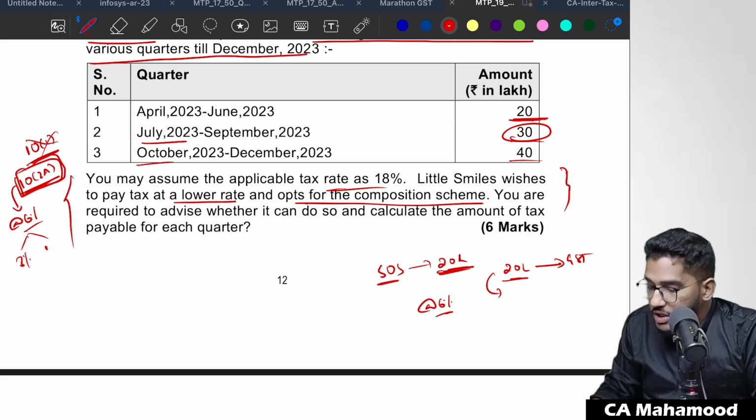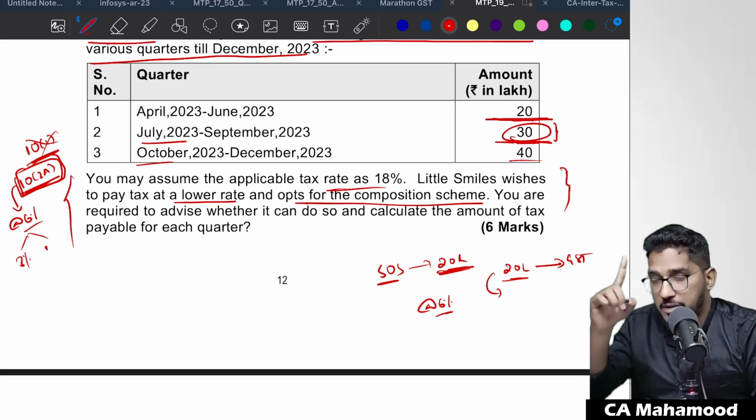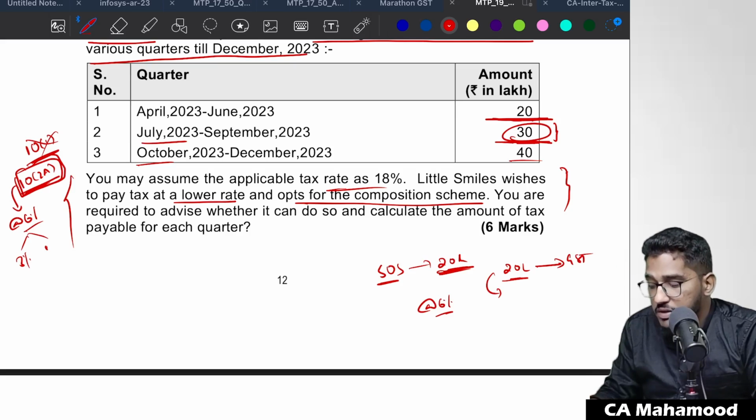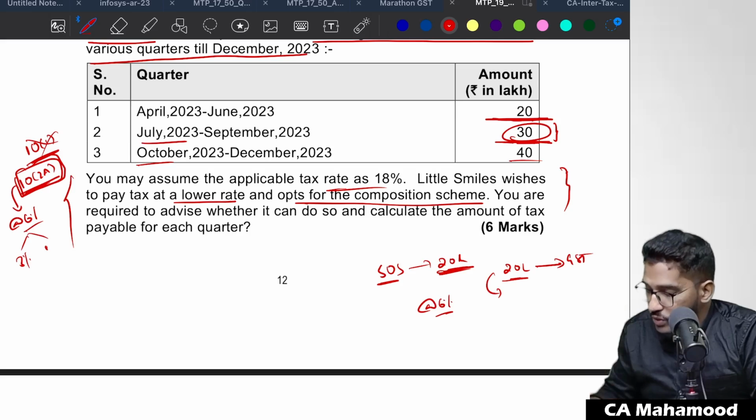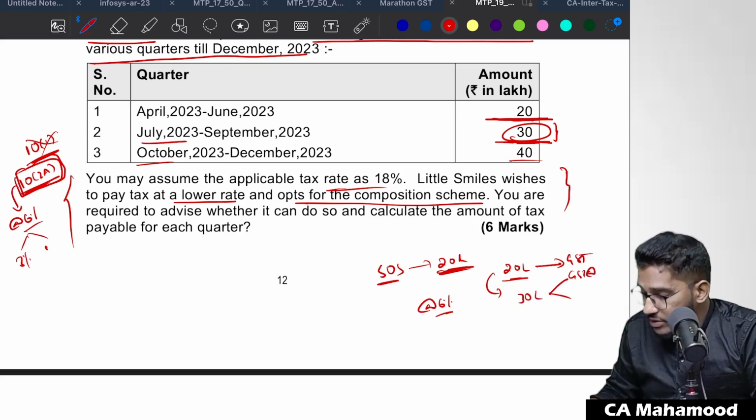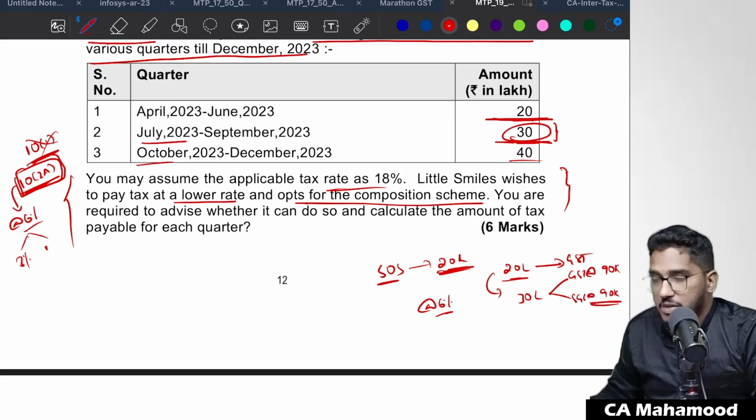Now in the second quarter, your turnover has exceeded 20 lakh rupees, you become liable for registration, and assuming you're opting for the composition scheme, on this 30 lakh rupees, not from the beginning but in excess of 20 lakh rupees, whatever turnover you have made, on that you have to pay the GST at the rate of 6% if you're opting for the composition scheme under 10 subsection 2A. So on this 30 lakh rupees, this person will pay CGST at the rate of 3%. That is, on 30 lakh rupees, 3% will be how much? 90,000. And SGST at the rate of 3%, another 90,000. So that much amount he will pay.